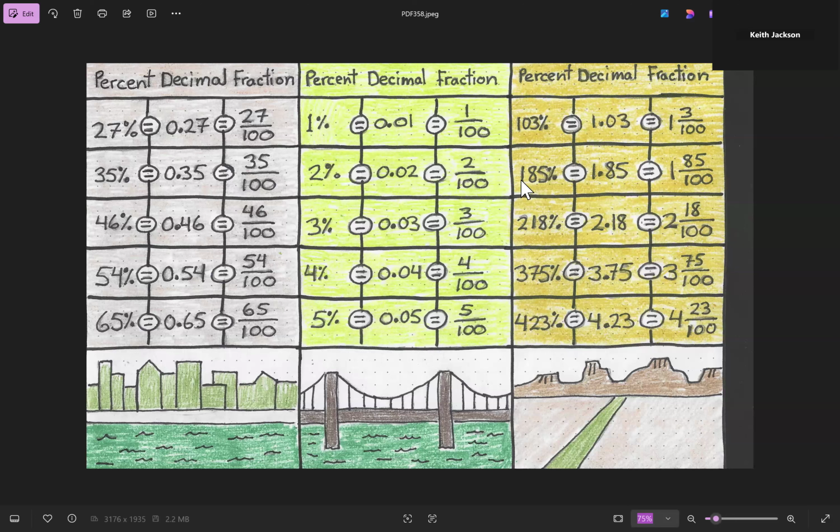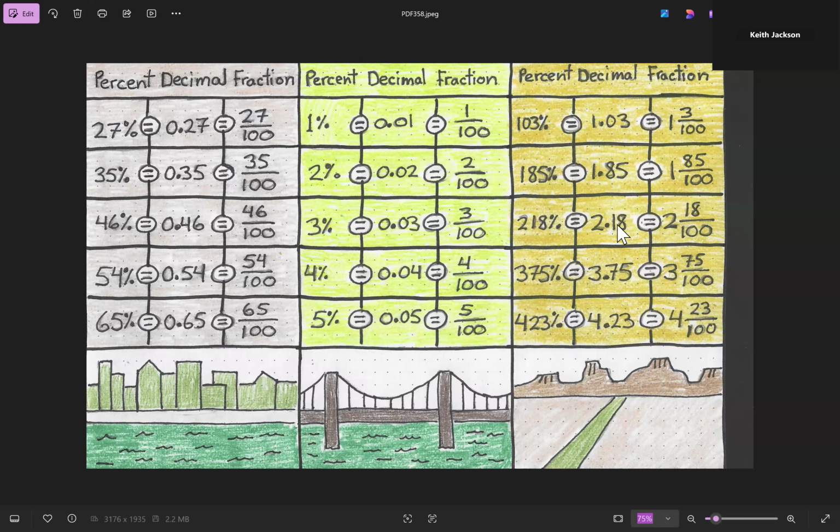All right, what if we had 185%? We could write it as 1 and 85 hundredths or 1.85. And we can write it again like this with a whole number out here with a fraction attached to it, 1 and 85 hundredths. And we could do the same thing along with the continuum with 218%, meaning that it is 2.18 or 2 and 18 hundredths.